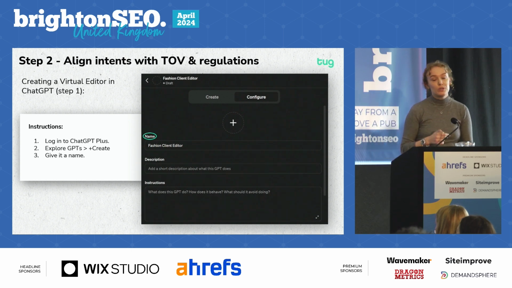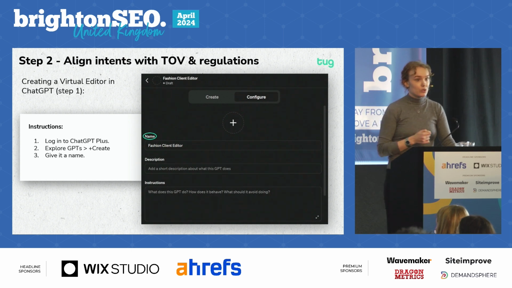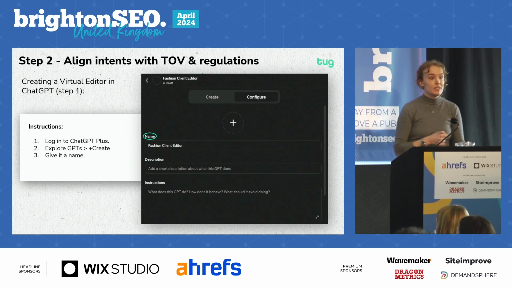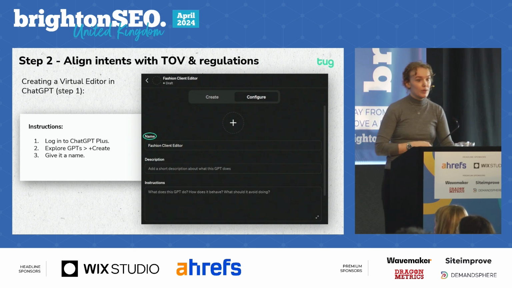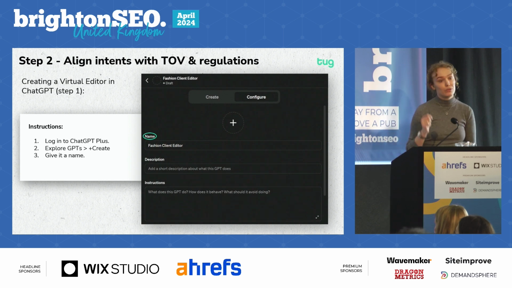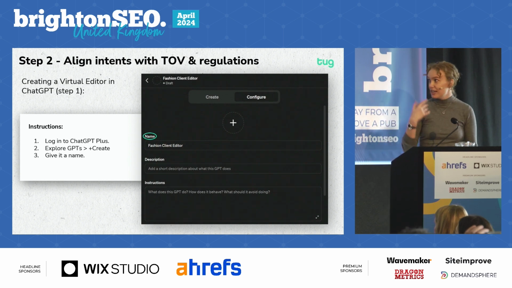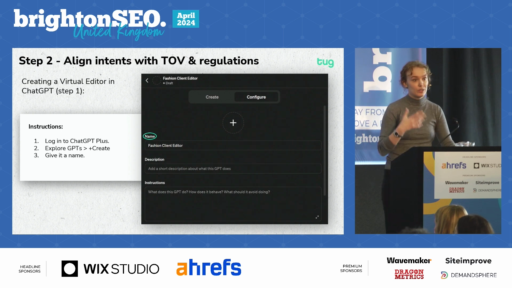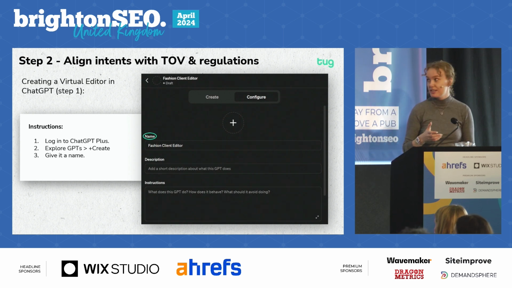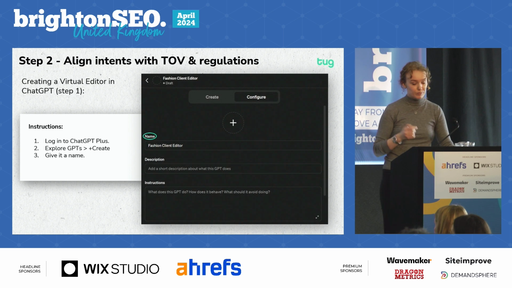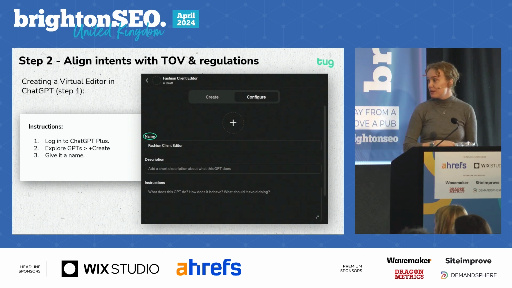For this, you will need ChatGPT Plus. Once you're all logged in, go to the Explore GPT section in the left-hand column, then click on the plus create button in the top right-hand corner, and it'll take you to the edit section for your new custom GPT. It's here we'll be feeding it all the information and instructions that you'll need to build up your virtual tone of voice editor as a custom GPT. I'll take you through the process step by step now.